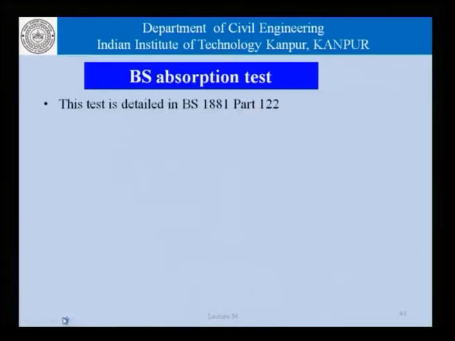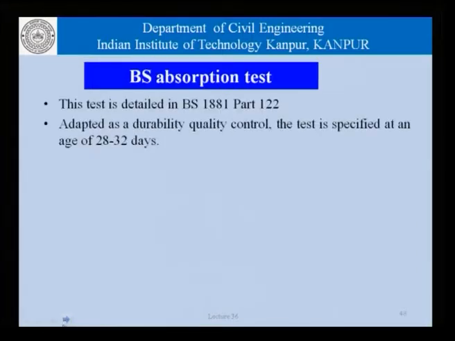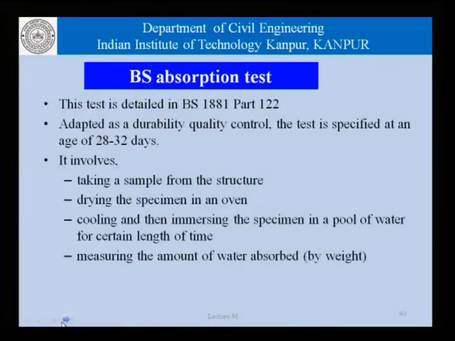As far as the BS absorption test is concerned, it is adapted as a durability quality control and is specified to be carried out at an age of, let us say, 28 to 32 days. It involves taking a sample from the structure, drying the specimen in an oven, cooling, and then immersing the specimen in a pool of water for a certain length of time and measuring the amount of water that is absorbed by weight.